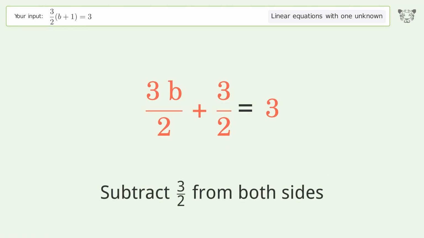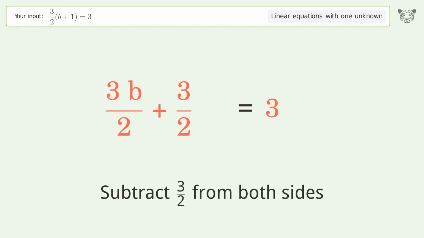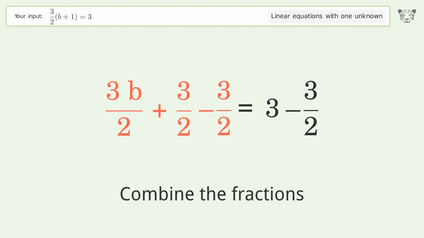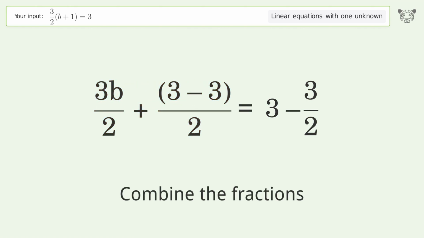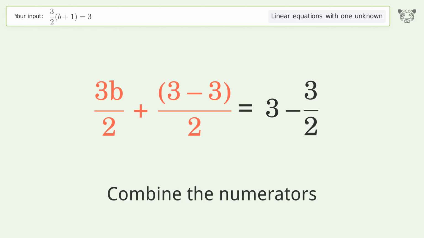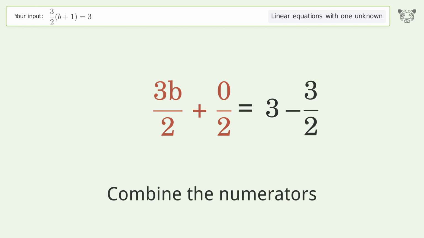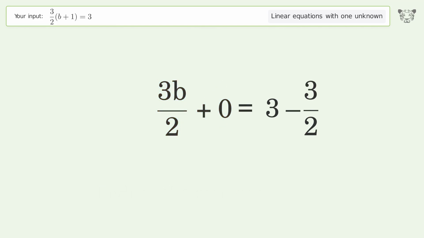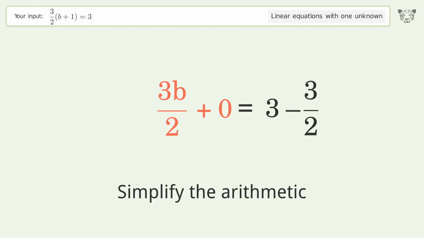Subtract 3/2 from both sides. Combine the fractions. Combine the numerators. Reduce the zero numerator. Simplify the arithmetic.